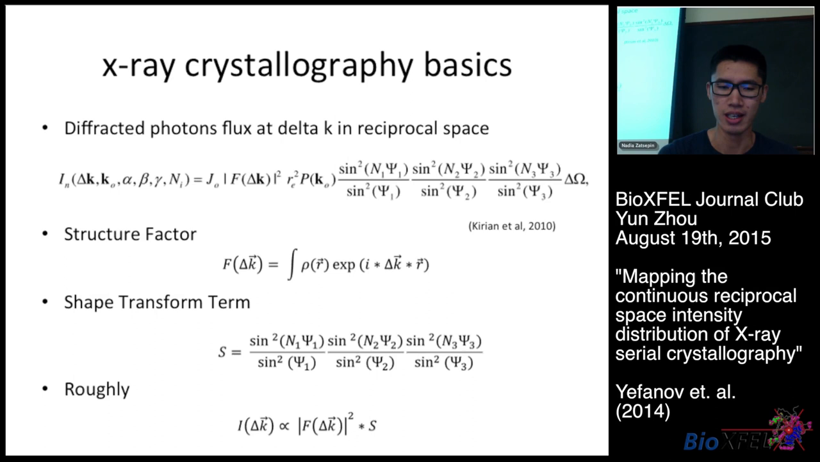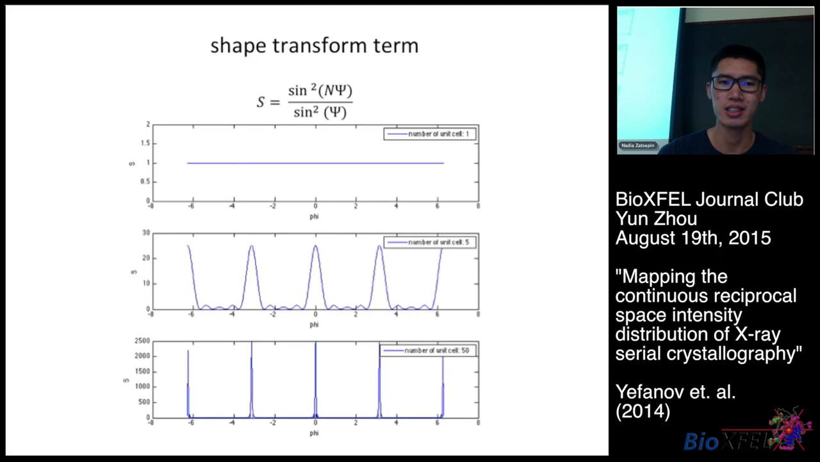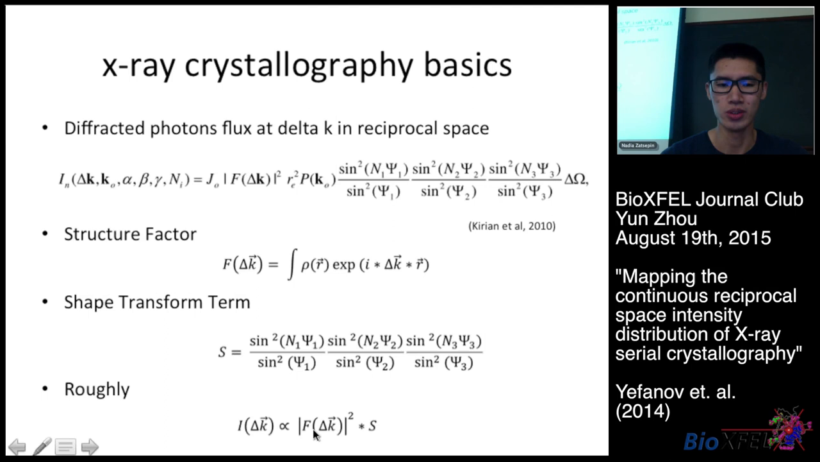Because the feature of this method is to map the continuous reciprocal space, I would like to introduce the shape transform a little bit further. In the next slide, I just use one term as an example to show the shape transform. If there is only one unit cell, the S will be one. I is proportional to the structure factor squared times the shape transform. Actually, the first term is very small.